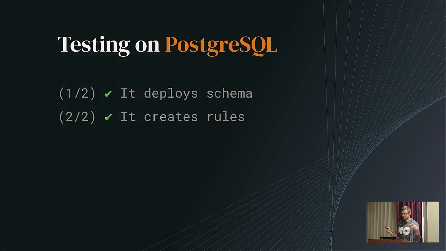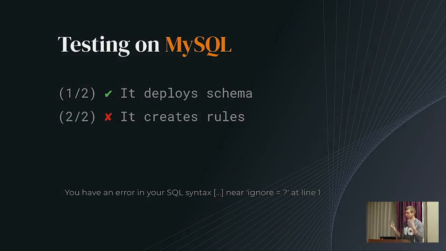We start testing it on Postgres, and we can confirm that our database schema can be successfully deployed to the database, and we can create test rules. That's fine. If we start testing it on MySQL, we can also create a database schema, but we cannot create rules. And it fails with some cryptic SQL syntax error.